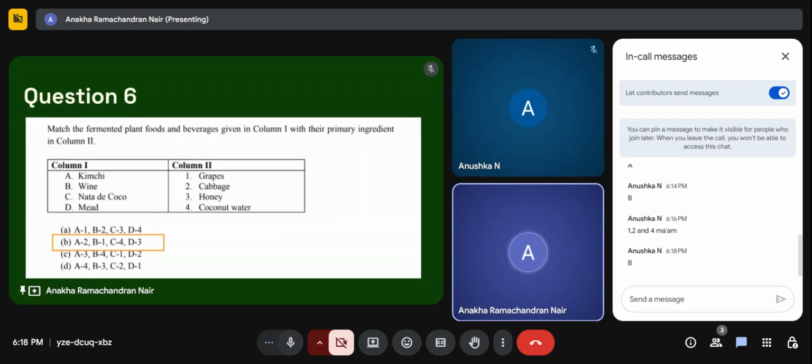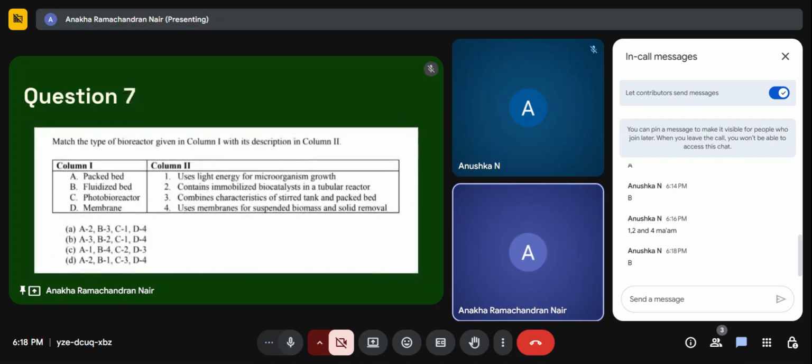So kimchi is a Korean dish, slightly like our achar, but made from cabbage. Wine is made from grapes. Nata de coco is fermented coconut water, and mead is made from honey. So yes, that is correct. So let's move on to question number 7. Again, a match the following kind of question.